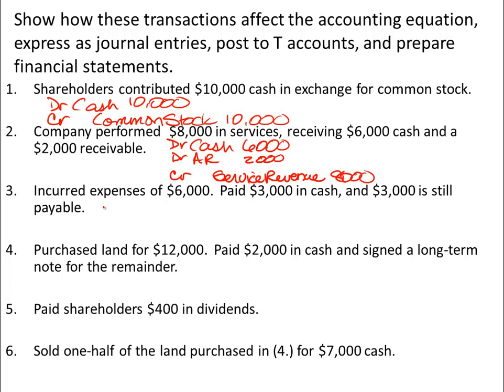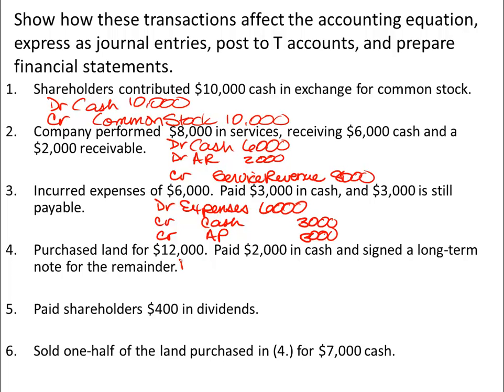Incurred expenses of $6,000, paid $3,000 in cash, and $3,000 are still payable, meaning that we had expenses of $6,000. So we used or consumed that much. We paid cash already for $3,000, but we still owe $3,000. And remember, that's called accounts payable, meaning I have some bills to pay in the future.